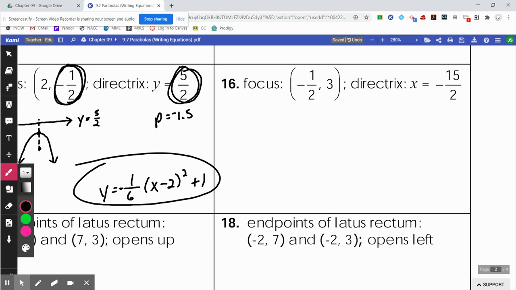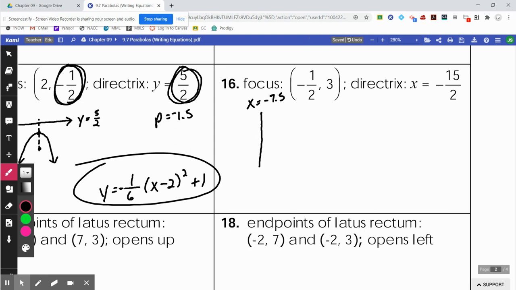Next one, the focus and the directrix again. Focus is located at (-1/2, 3). Directrix is a vertical line. Let me draw that vertical line at x equals -15/2. I'm going to write that as -7.5.